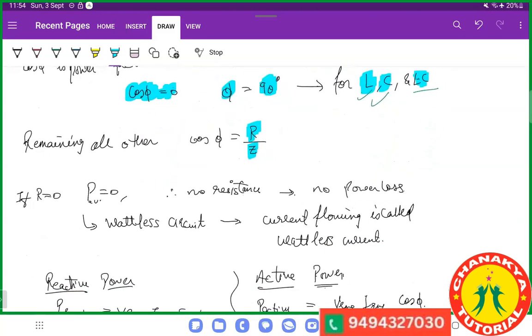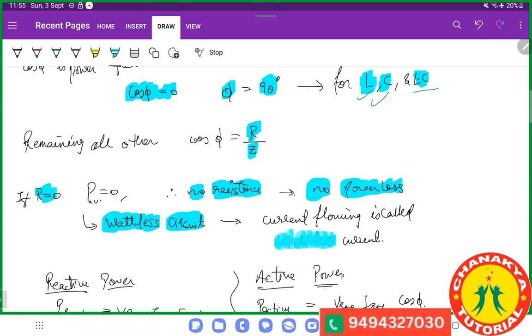Now, if R is zero, that means there is no resistance. No resistance means there is no power loss. That is called a wattless circuit. So wattless circuit means no power is consumed, and the current is also called wattless current. This is only possible for superconductors.